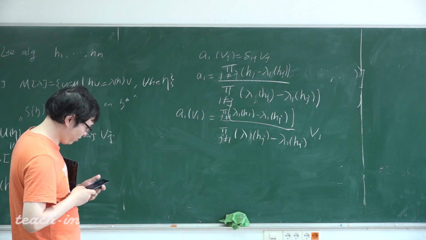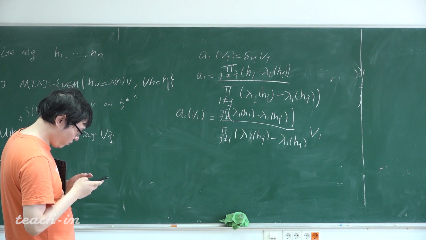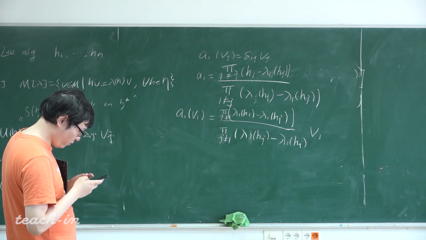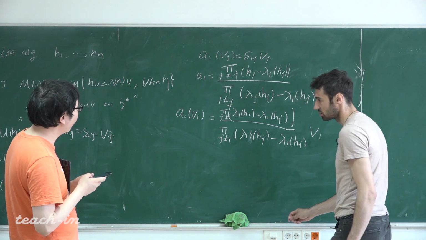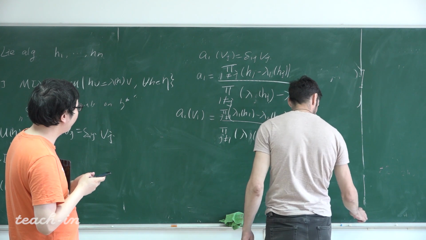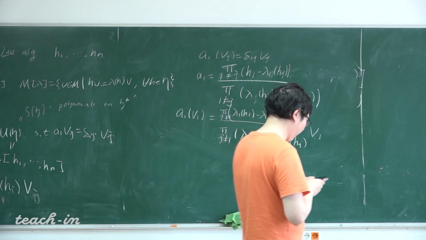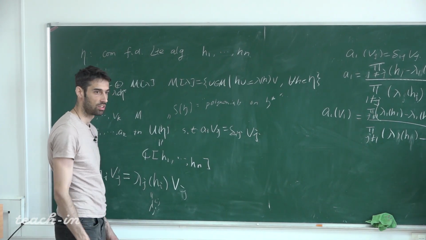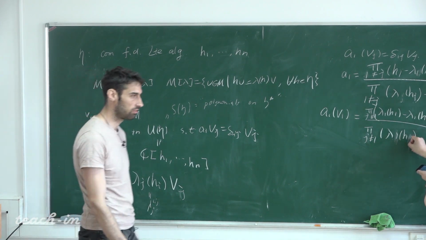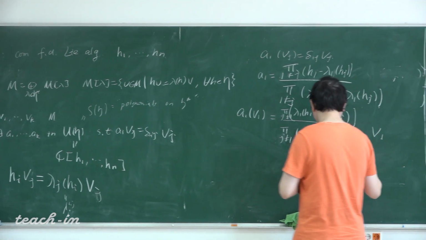Yes, so it all boils down to this. Once you fix a basis, you have these vectors. Let's call this lambda ji. So you have a bunch of numbers. Maybe you can fix this, but let me just formulate a simple problem.